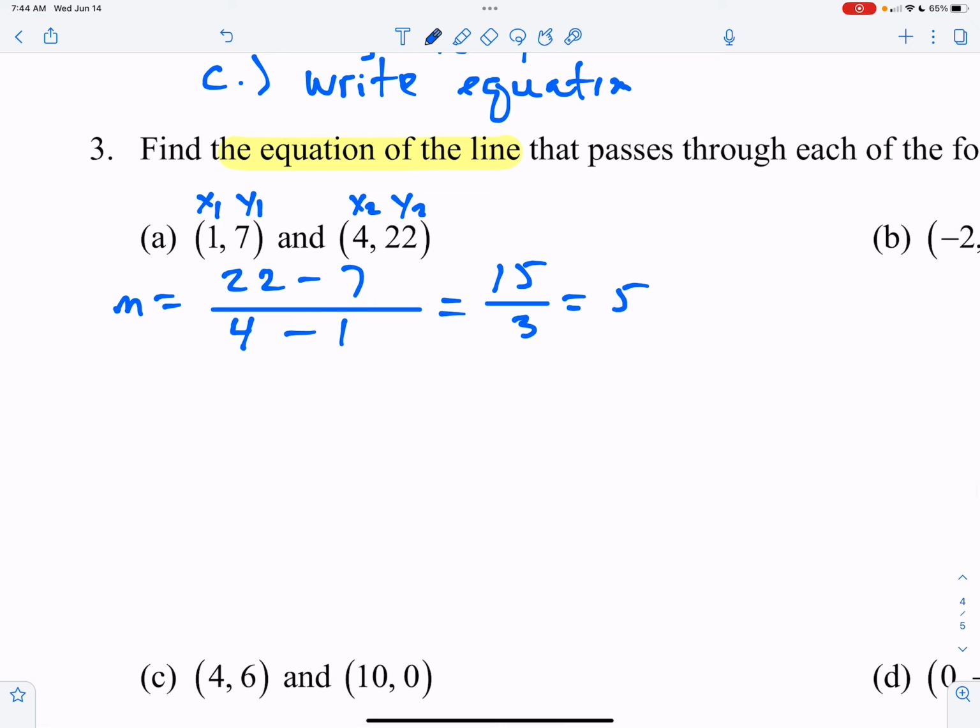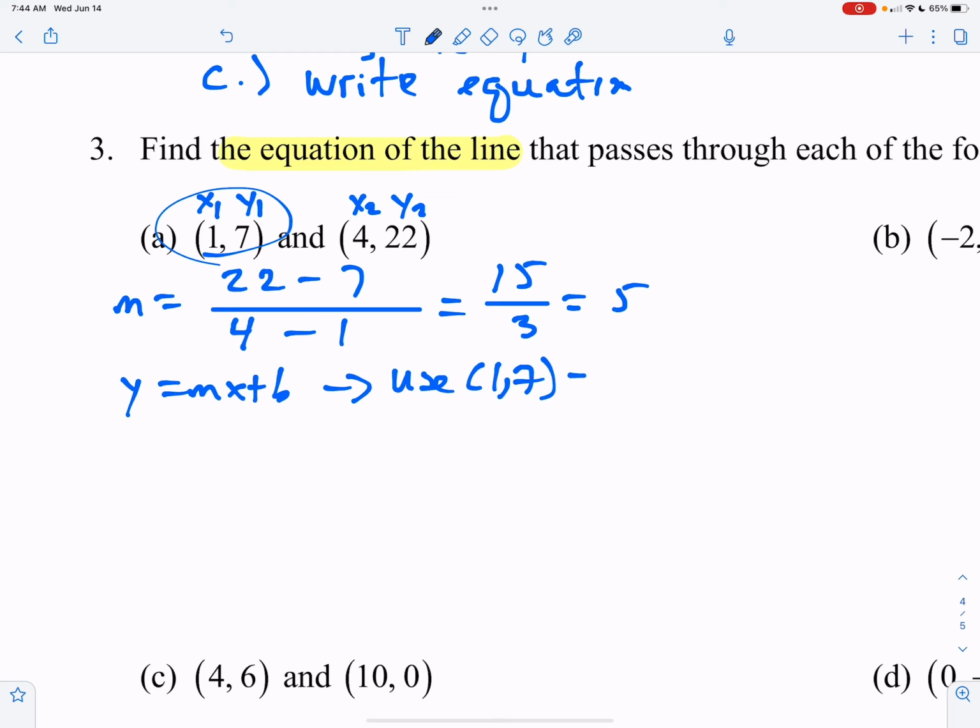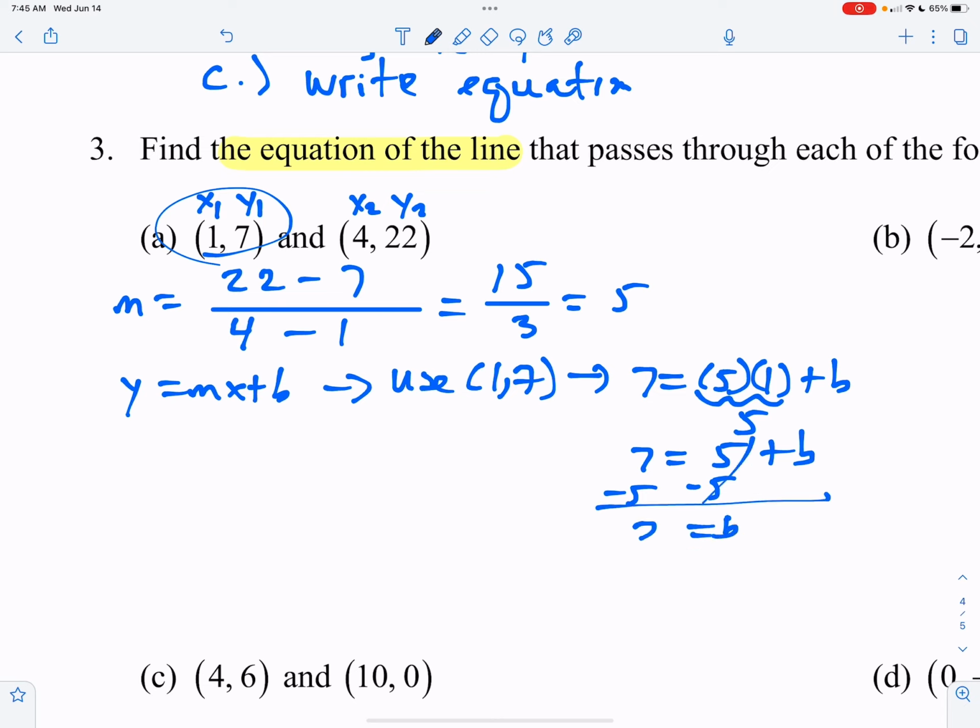Okay, now I'm going to use my slope in one of those 2 points. I'm just going to take the smaller point right there. So y equals mx plus b. We're going to use 1, 7, and this becomes 7 equals m, that's 5, times x, that's 1, plus b. Well, that's 5. So we get 7 equals 5 plus b. Subtract 5 both sides, b equals 2. Your equation would be y equals 5x plus 2.